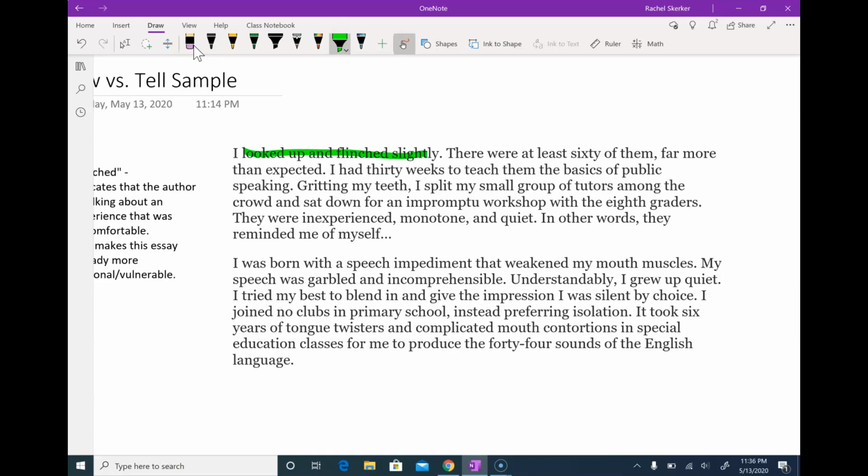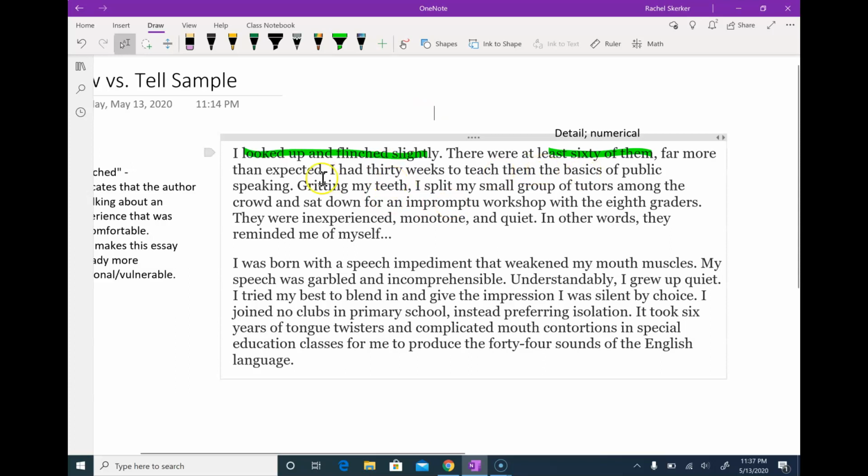There were at least 60 of them. Okay, so a little bit of detail, right? The person is giving us numbers, numerical, good. Far more than expected. I had 30 weeks to teach them the basics of public speaking.